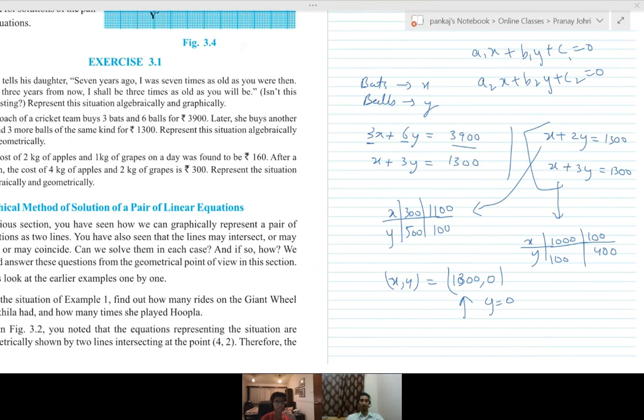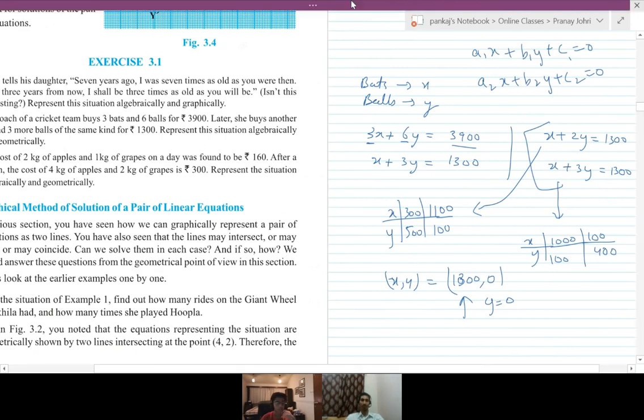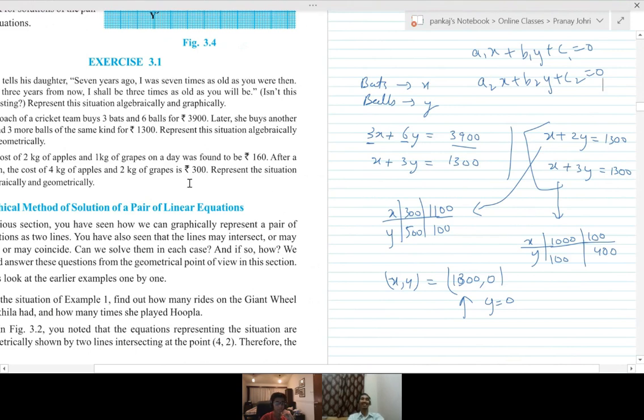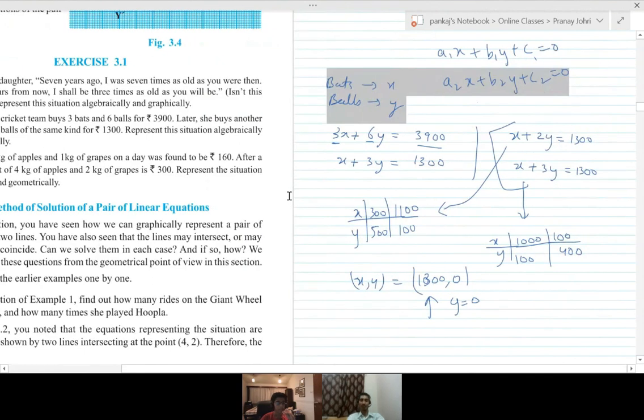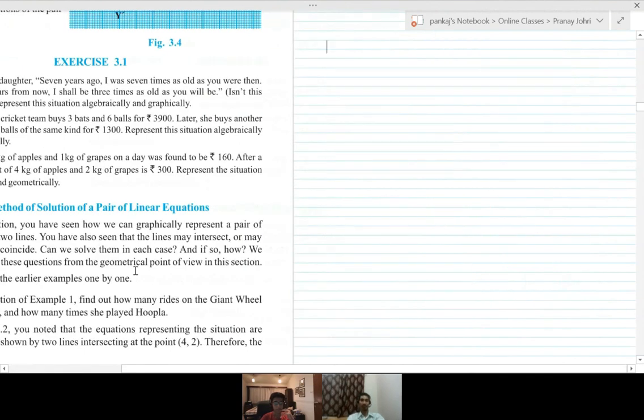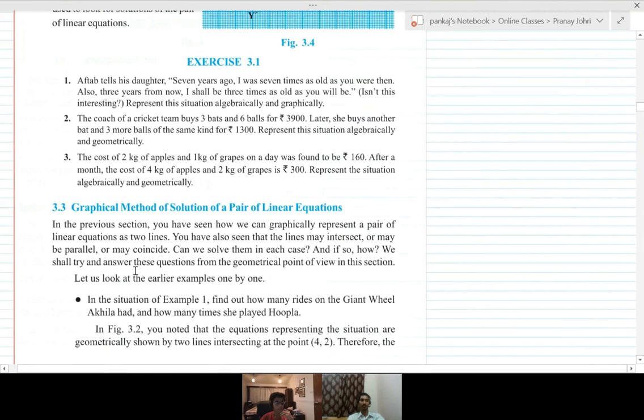I can't see the beginning of the question. The cost of 2 kgs of apples and 1 kg of grapes on a day was found to be 160. After a month, the cost of 4 kgs of apples and 2 kgs of grapes is rupees 300. Represent the situation. So let 1 kg of apples cost x.